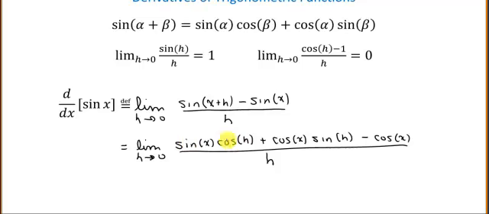And remember, the first two terms here come from the expansion formula, so together they make up the sine of x plus h. And then we had to subtract, oops, I put a cosine here rather than a sine. We had to subtract sine of x.